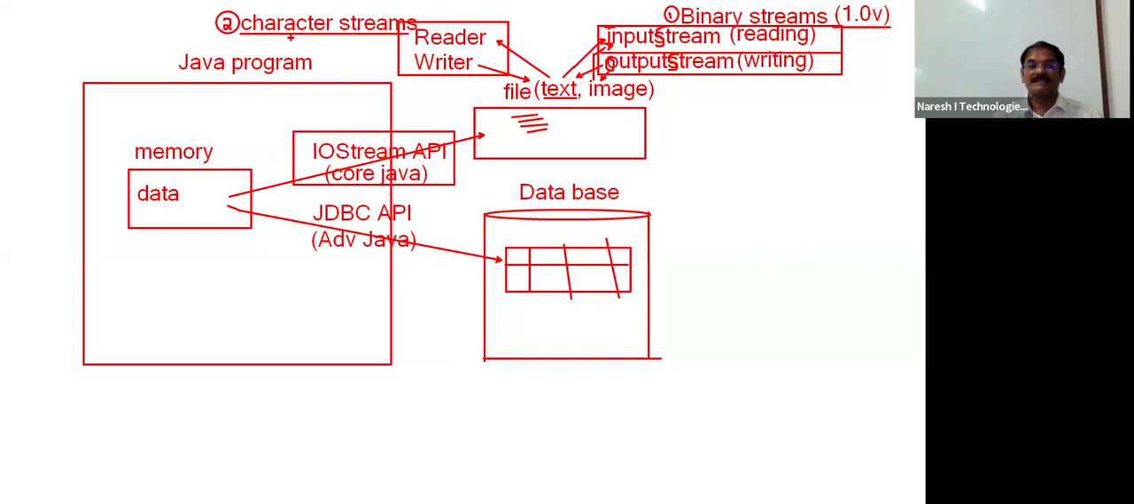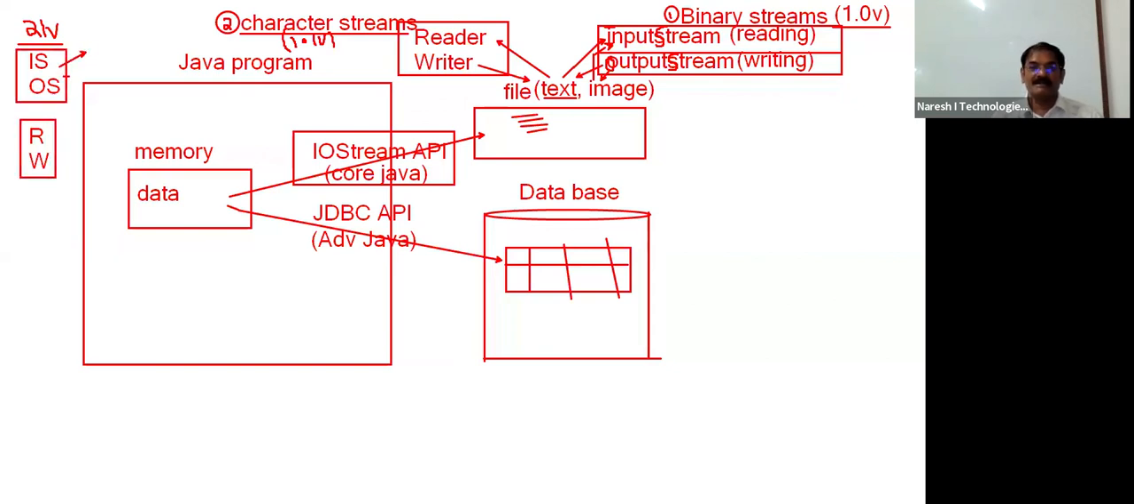That's why they gave another type of streams called reader and writer. These are available from the 1.1 version. Which version? 1.1. Character streams are available from 1.1. And now which version are you using? Version 21. Because you are using version 21, you have two options. Number one, input stream and output stream. Also, you have reader and writer. Then when to choose input stream and output stream, and when to use reader and writer?